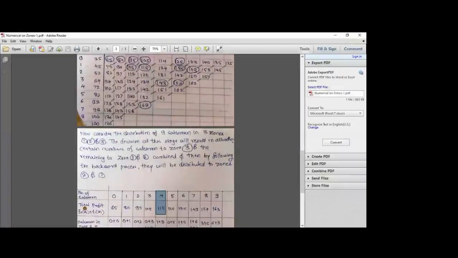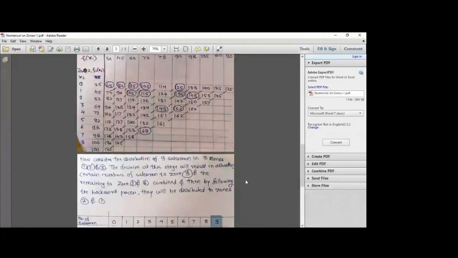For 5 it is 125, right? So for 5 we have taken 125. For 6 it is 135. For 7 it is 143. For 8 it is 154. For 9 it is 163, and here we have 9 as 163, right? So all you have these values.